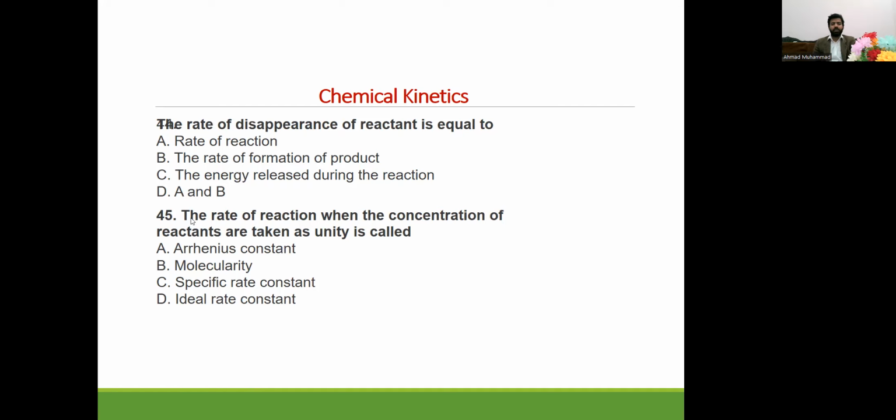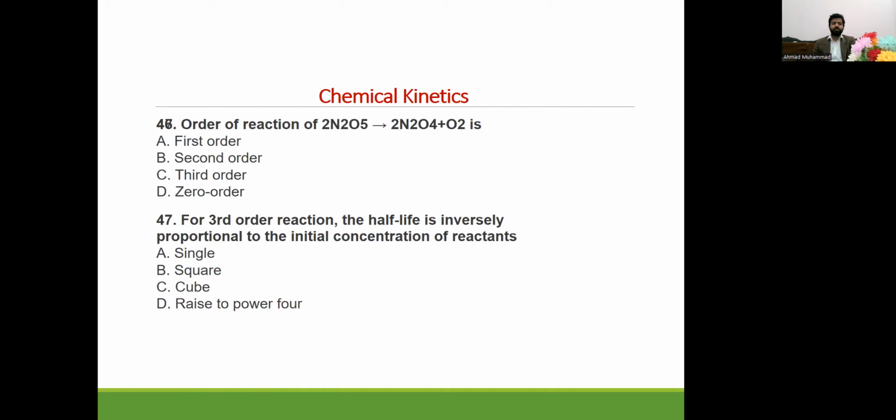And question number 45: the rate of reaction when the concentration of reactants is taken as unity is called the Arrhenius constant, molecularity, specific rate constant, or ideal rate constant. From these options, C is the correct option, specific rate constant.